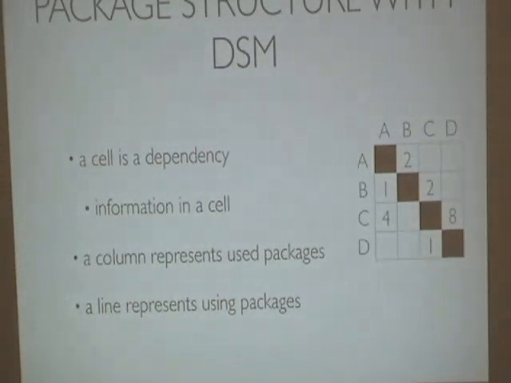A column represents the package used by the header. For example, the first column represents the dependency of package A, and A depends on B and C. And a line represents using packages. So, for example, the line C is used by A and B. We can see easily some cycle, a direct cycle, because of the symmetry. Yes?